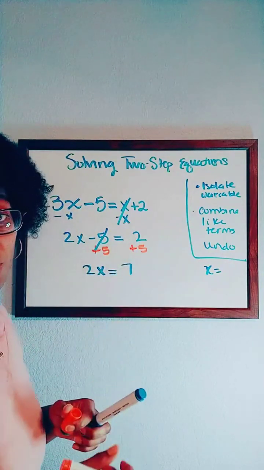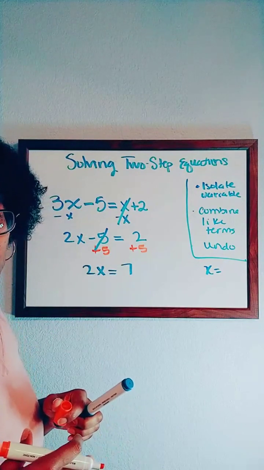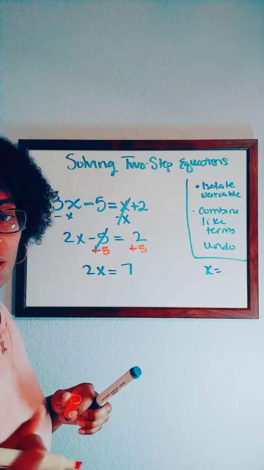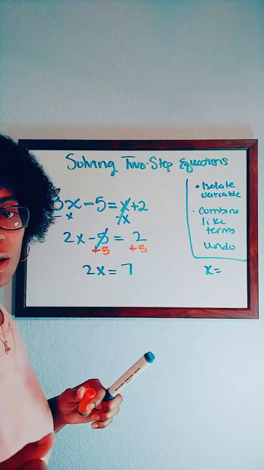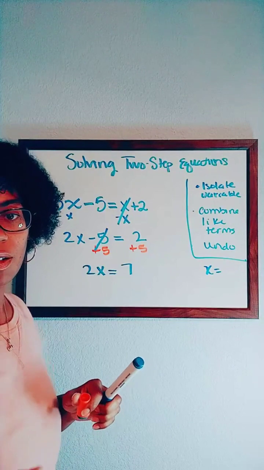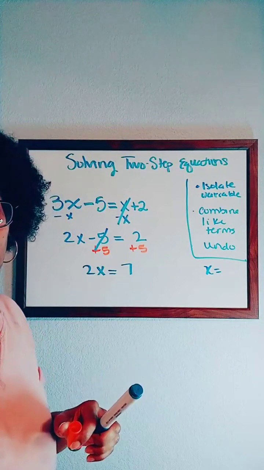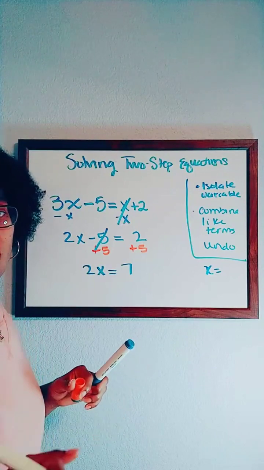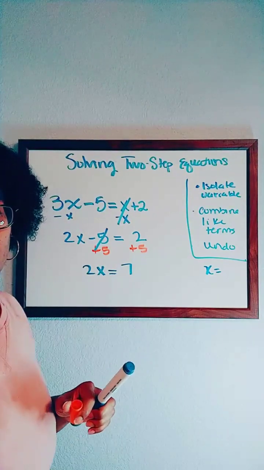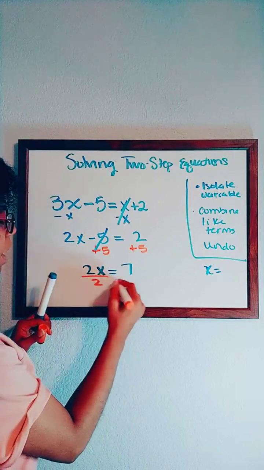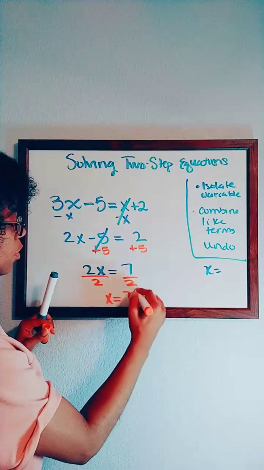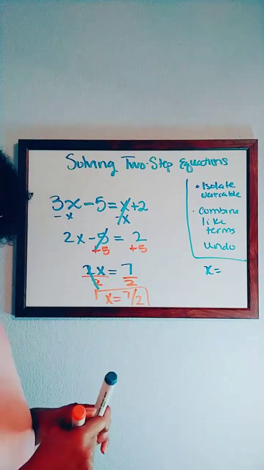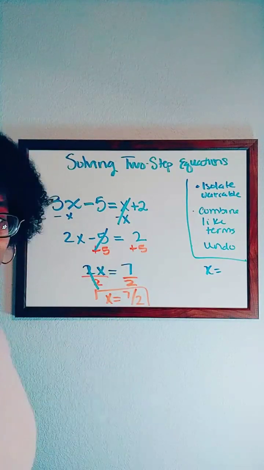And we're going to leave it as a fraction though. And my last step is to do what? I leave it as a fraction personally. Okay. And our last step is to divide by 2. And x is equal to 7/2. Boom. That's it. That's not bad.